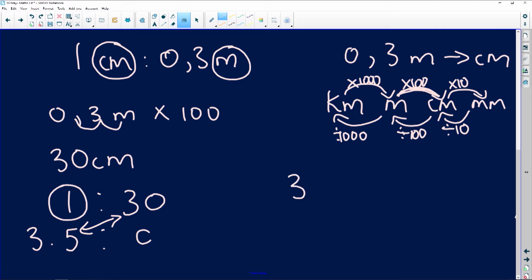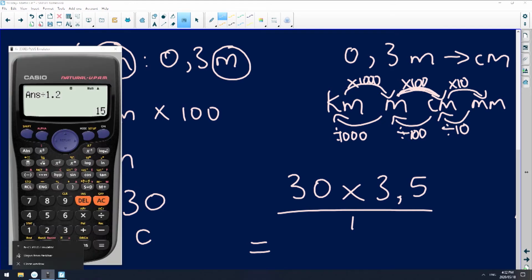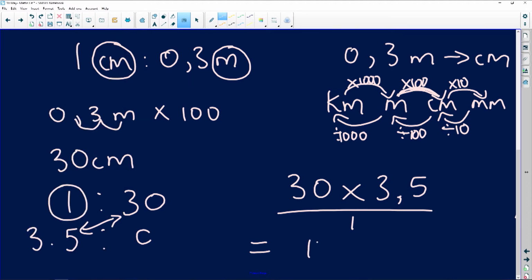So I cross multiply, and I am going to be dividing by that 1 over there. So it's 30 times 3.5 divided by 1. It's not always going to be 1, so don't cram it using that 1, because sometimes you'll be given something totally different. So then it's going to be my 30 times 3.5, which is going to be 105 centimeters.